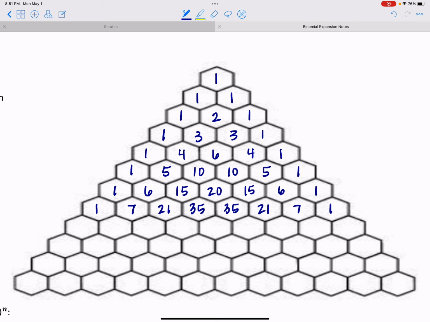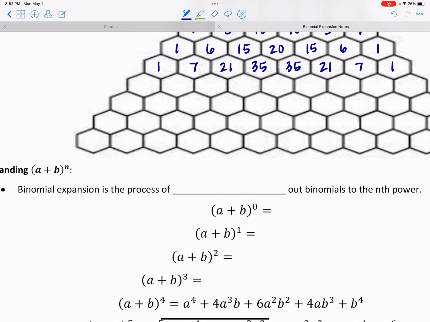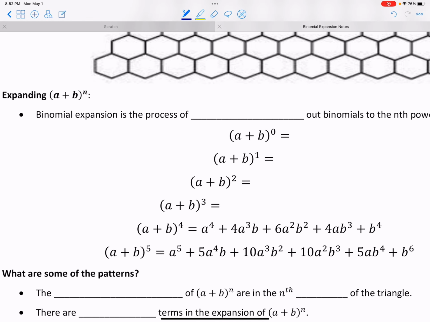But again, what we're going to use this for, and there are so many patterns that exist in this triangle aside from just adding to get the numbers to fill in here, is a connection between these and the coefficients of our binomial expansions. So let's just look at our expansions really quickly. When we're expanding a plus b to the nth power, any binomial raised to a power, when I say expand it or binomial expansion, I'm just talking about multiplying out that binomial by itself, however many times the power is telling me to do so.